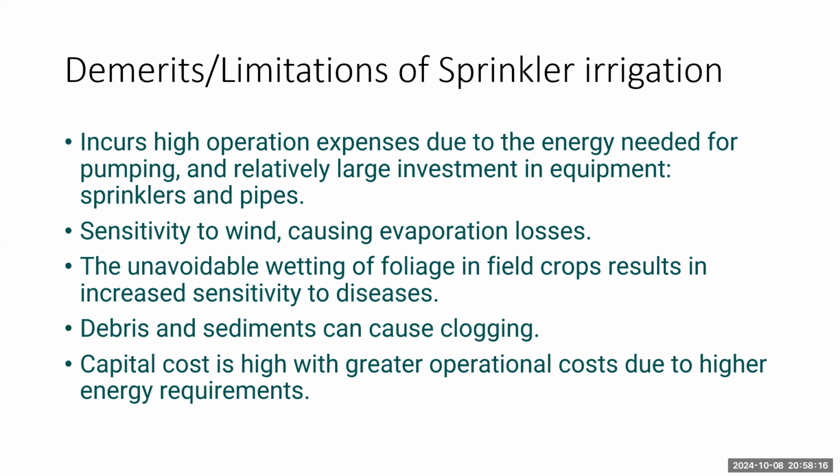Then the capital cost, that is the initial cost, is higher and the operational cost is higher. And there is a need for continuous energy. If there is a failure of power, in that case, the sprinkler irrigation system will stop. So these are some of the limitations of sprinkler irrigation.